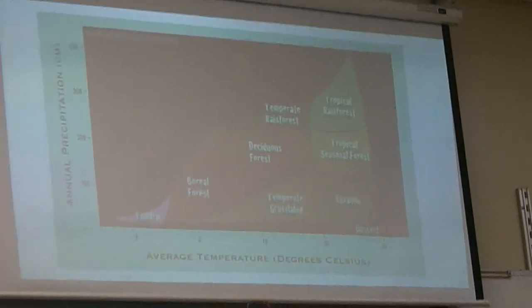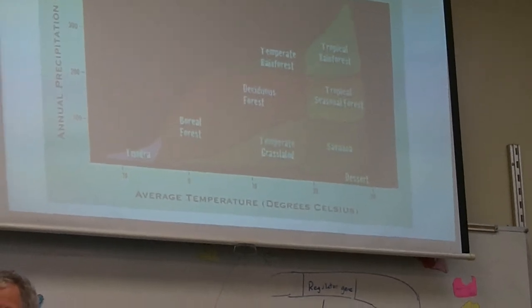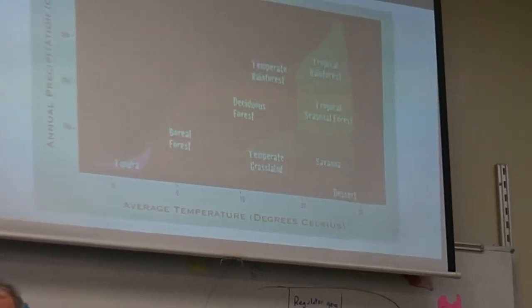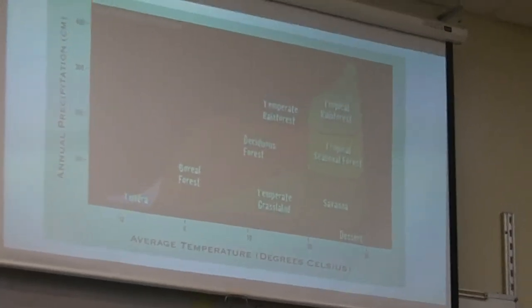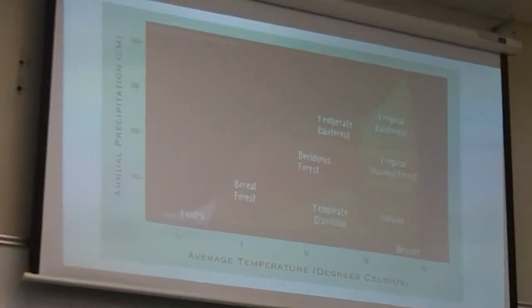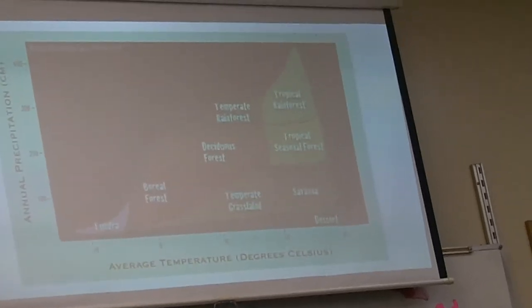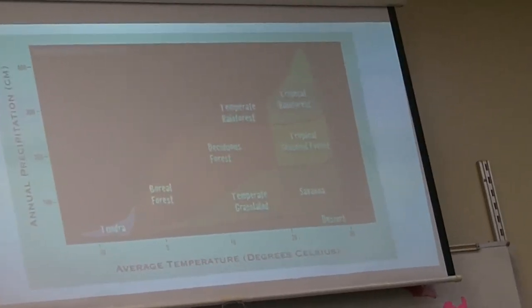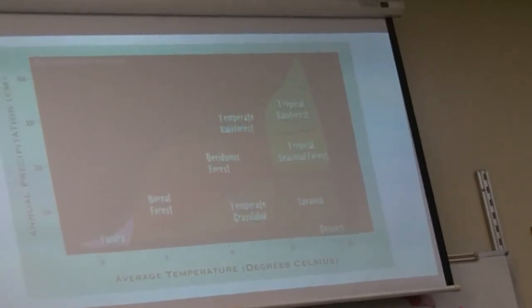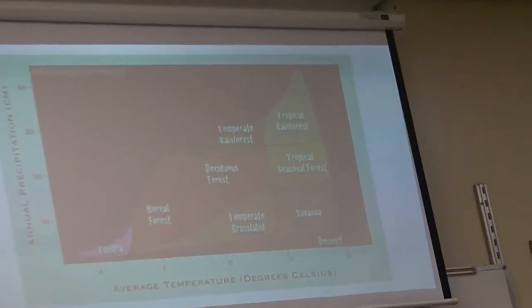Two answers. Look at the graph. Low temperature, low rainfall. What is it? And medium temperature, medium rainfall. What is it? Yes, Orange got them both. Yes, Green got them both. Anyone else? Pink got a bug? Purple got a bug? Yellow got a bug.